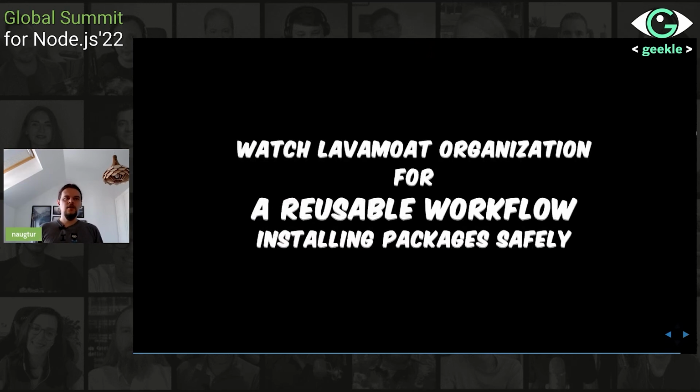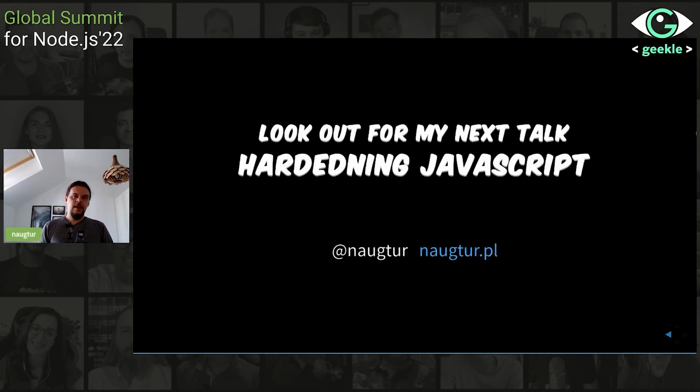Okay. And if you watch the Lavamoat organization, I'm starting a project to build a reusable workflow for GitHub Actions that's actually going to do this and a lot more to deliver a secure cache of node_modules without risking any form of attacks possible. And you should be on the lookout for my next talk about hardening JavaScript coming this year.